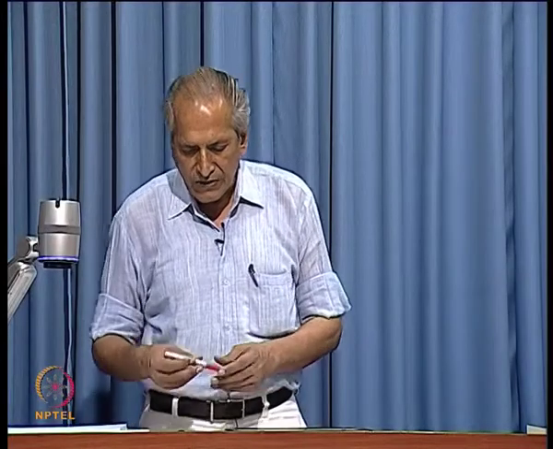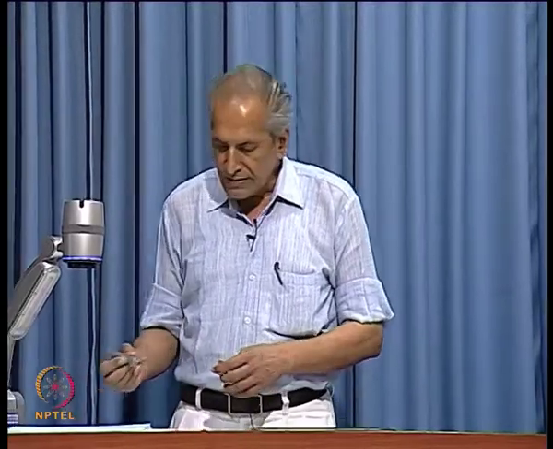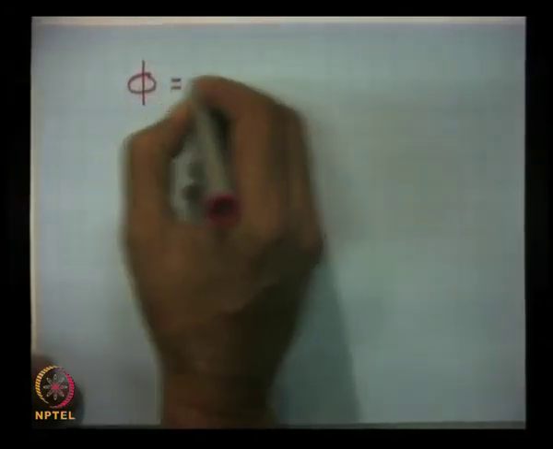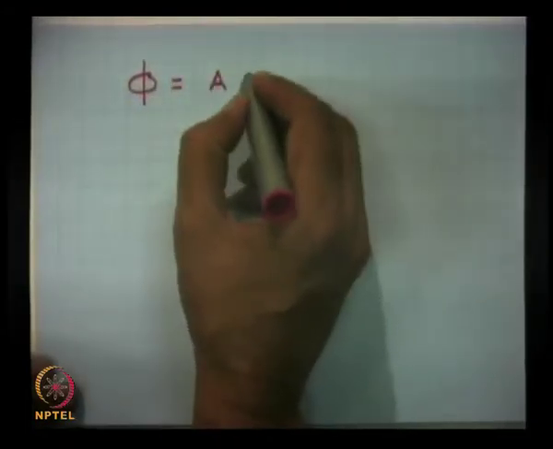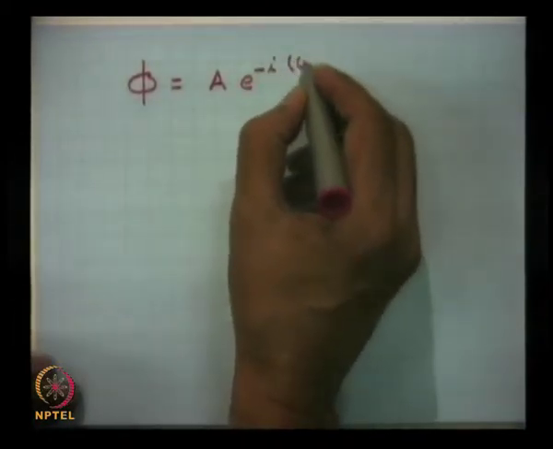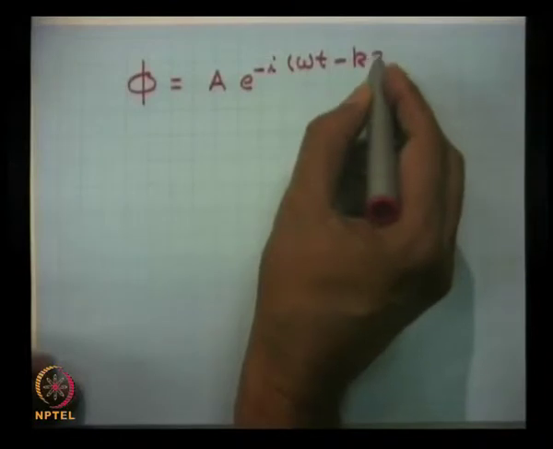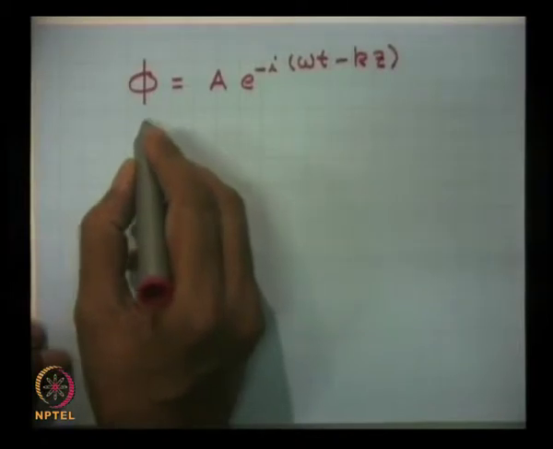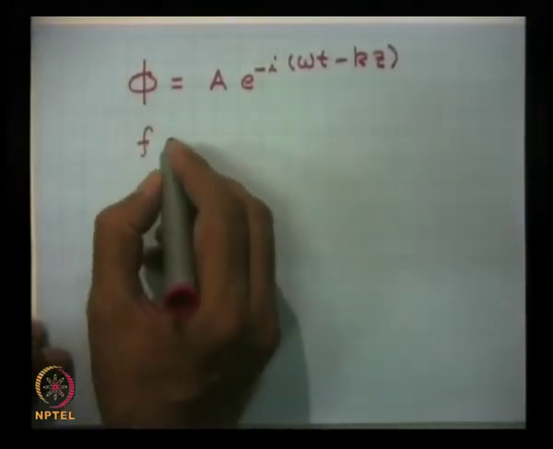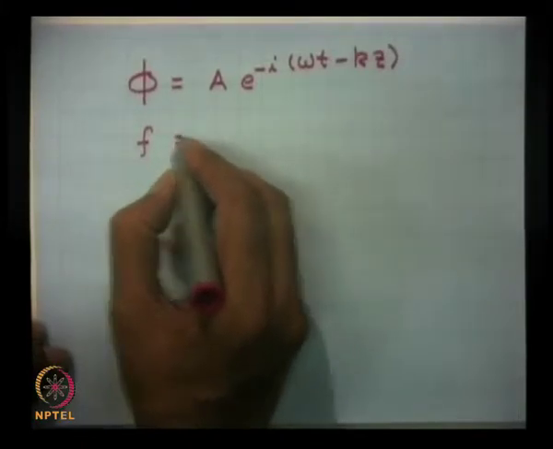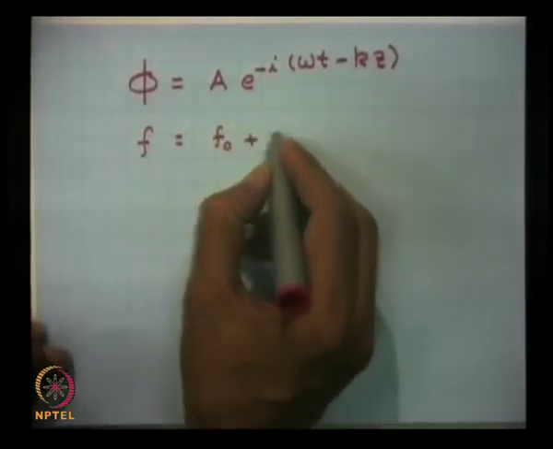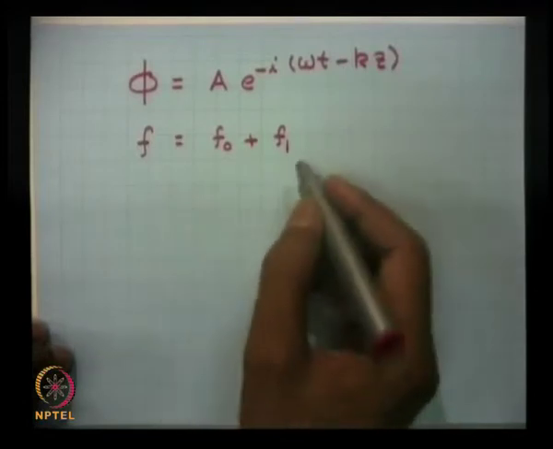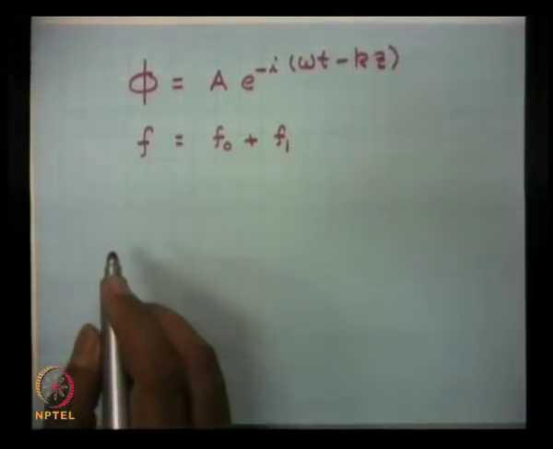Let me recapitulate what we were doing last time. We were considering the response of a plasma to a wave of potential phi is equal to A exponential minus i omega t minus kz. And what we had done was that we said that in the presence of this, the distribution function of electrons can be written as F0 plus F1. F0 is the equilibrium distribution function and F1 is the modification caused by the plasma wave of potential phi.